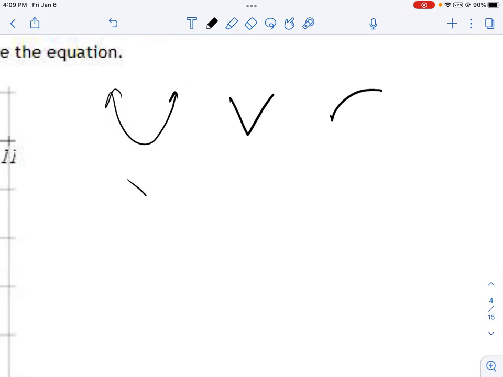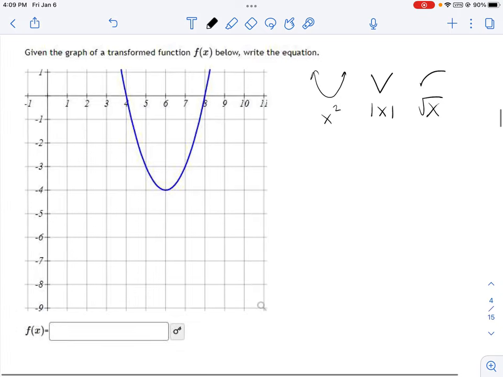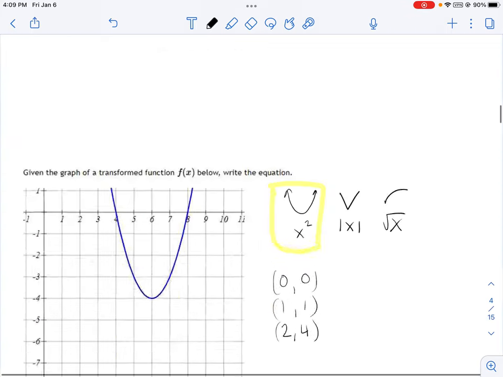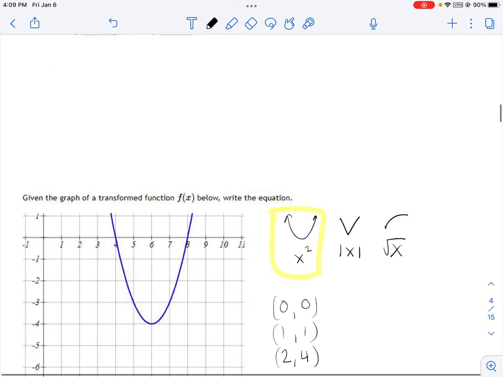Okay? The U shape is always an x squared. V shape, absolute value, and then the half seagull, square root. Those are your three types of graph. Now you'll notice that here we have the U shape, meaning that we are going to be using the x squared in our equation. Which for x squared, it's always going to start at 0, 0. Then it's over 1 up 1, and over 2 up 4. Okay, so do keep that in mind for that one.